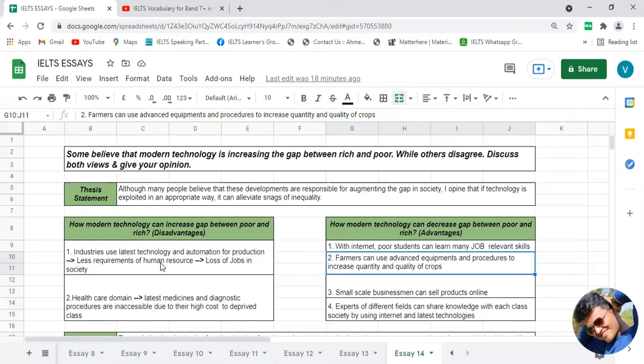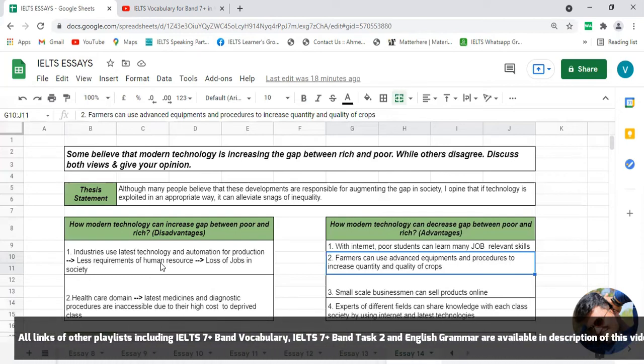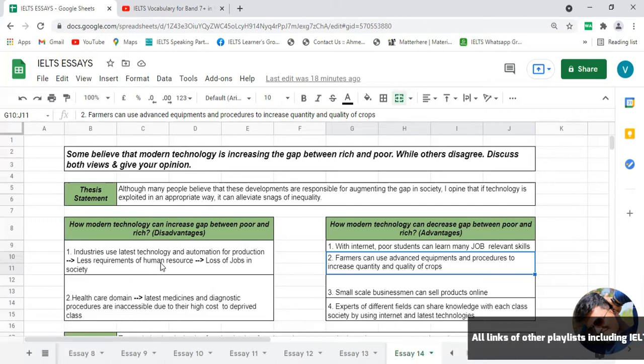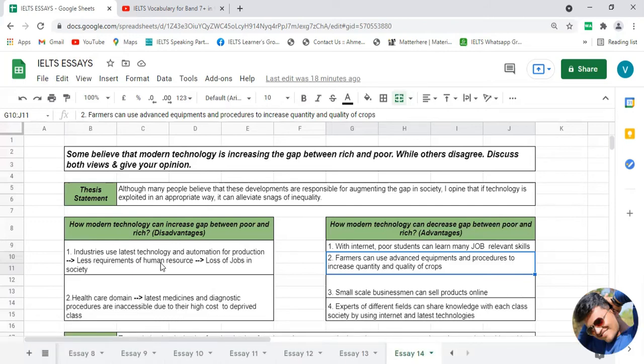But nowadays, so many products, so many equipments are available in the market with appropriate cost, which can be utilized by farmers. Okay, it means farmers can also utilize modern technology to increase their quality and quantity of crops, and in that way they can earn more money, and the gap between rich and poor can be decreased. So that is the second point which you can include in your body paragraph number two, supporting the view that modern technology can decrease the gap between rich and poor.